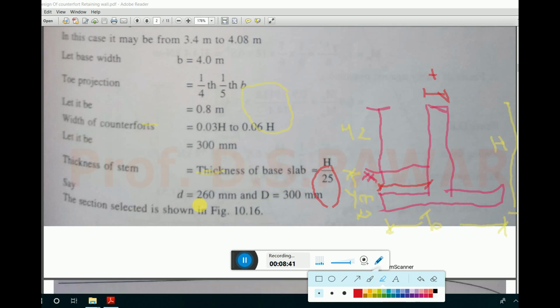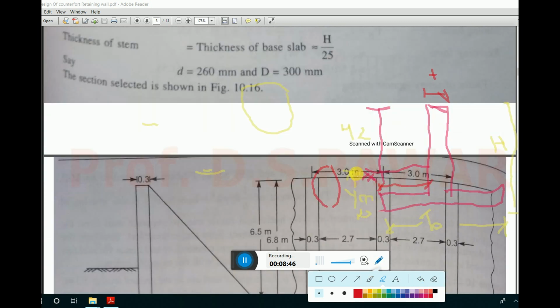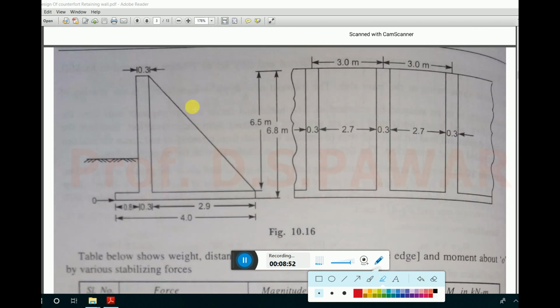And the section selected is shown in the figure below. Here you can see the preliminary dimensions we have just seen: thickness of stem 0.3, the width of toe slab 0.8, and the projection of heel slab. How to get the projection of heel slab? Already we have calculated B, we know the thickness of stem, and we know the width of toe slab. So if you subtract the width of toe slab and the thickness of stem, we get the projection of heel slab, that is 2.9.